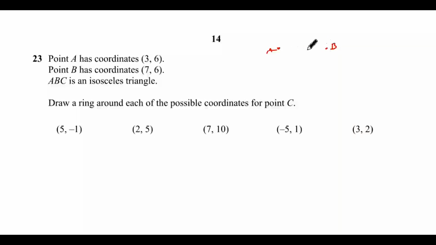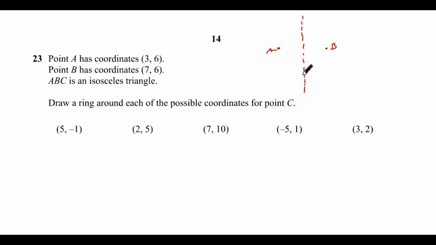So the first case is when you take line AB to be the base. So if line AB is the base, then point C will be at the middle of point A and B. So the middle of A and B will be the midpoint of AB, and point C can be at any point on this line, either above or below line AB. Okay, so that is one method.